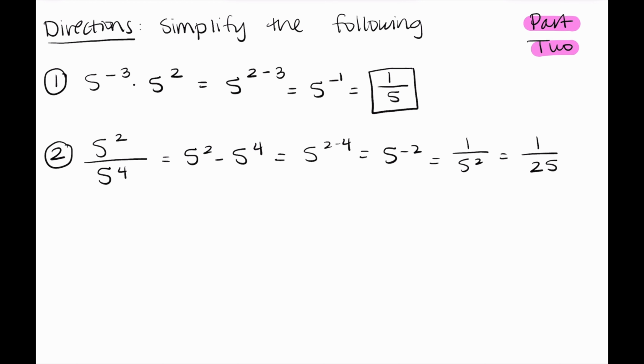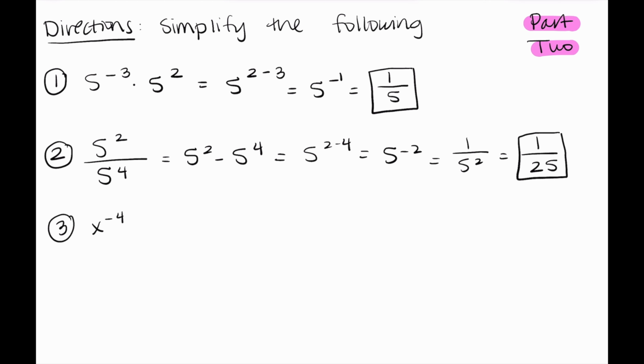And again, we want to keep everything with positive exponents for our answer. So 5 to the negative 2 is the same as 1 over 5 squared. And we know that 1 over 5 squared is just 1 over 25. So our answer for number 2 would be 1 over 25. And now we'll move on to our third and final practice problem for today.